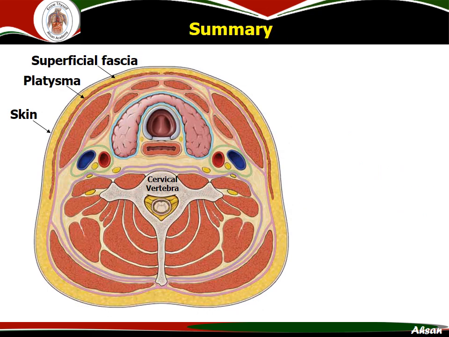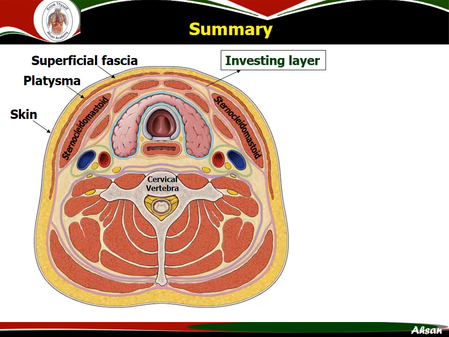Let us go for the summary. The outer part is the skin, then we get the superficial fascia, which contains the platysma, a very thin muscle. After that we get the investing layer. If you follow, you'll find that anteriorly the investing layer splits to include the sternocleidomastoid muscle, and posteriorly it encloses the trapezius muscle. It is attached posteriorly to the spines of the vertebrae.